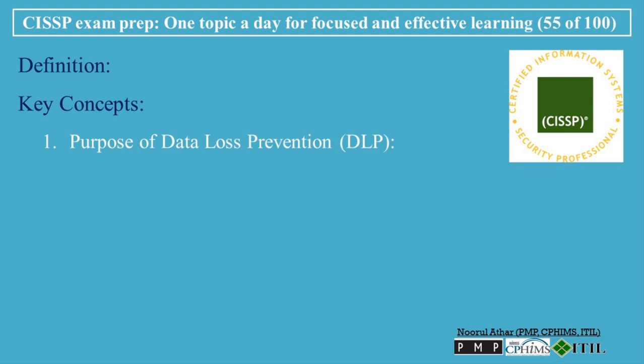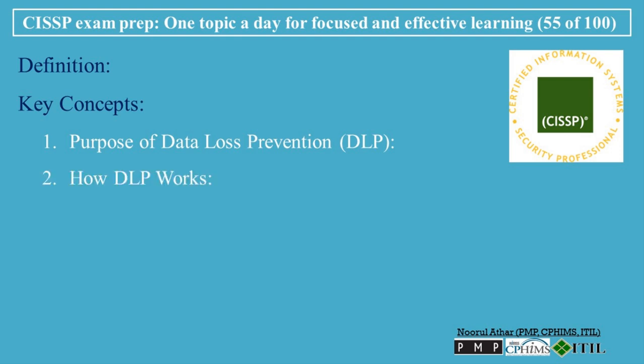Key concepts. 1. Purpose of data loss prevention, DLP. The primary purpose of DLP is to prevent the accidental or malicious loss or leakage of sensitive information from an organization. DLP solutions ensure that data, whether it is in use, at rest, or in transit, remains secure and is only accessible by authorized users or systems. DLP is commonly deployed to protect sensitive data such as credit card information, social security numbers, intellectual property, and health records, which are subject to strict regulatory requirements and compliance.